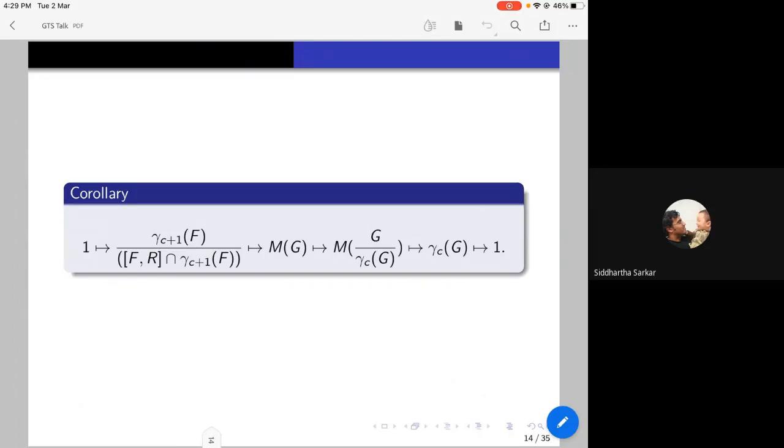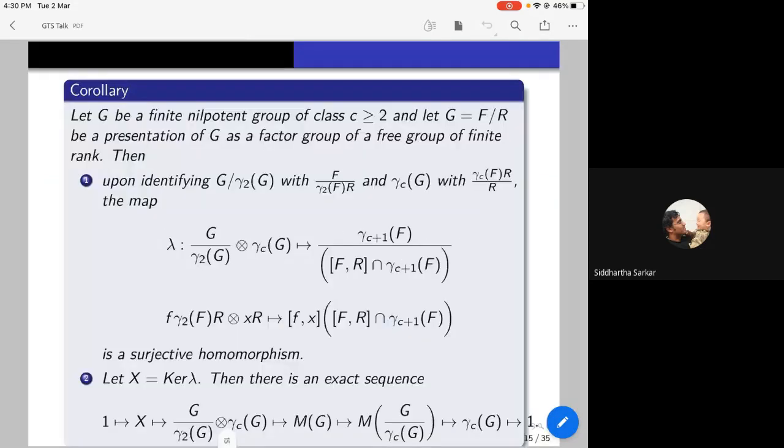Now we have an exact sequence of this kind, and now we want to replace the leftmost term in terms of G. How can one do that? The leftmost term, γ_{c+1}(F)/([F,R] ∩ γ_{c+1}(F)), is a homomorphic image of G/γ_2(G) ⊗ γ_c(G)/γ_{c+1}(G).